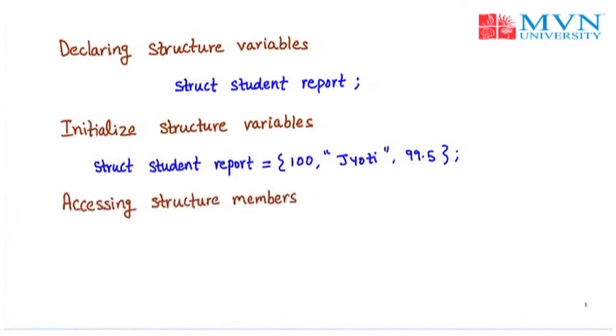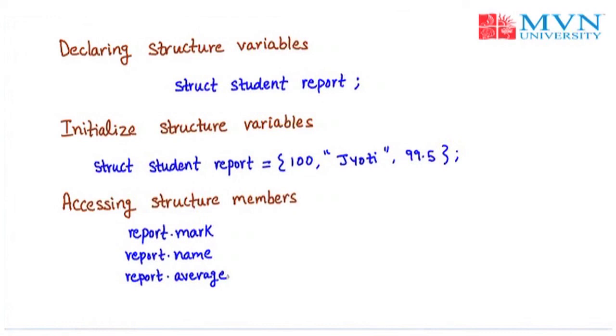We can access the structure members using the dot operator with the name of the structure variable. So in this example of the structure student, we can access the structure members using report, that is our name of the structure variable, with the dot operator, and then the structure member, that is mark. Similarly, name can be accessed using report dot name, and average can be accessed using report dot average. So using the dot operator we can access our structure members.